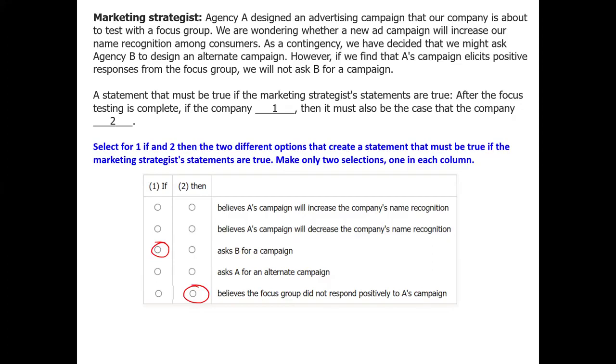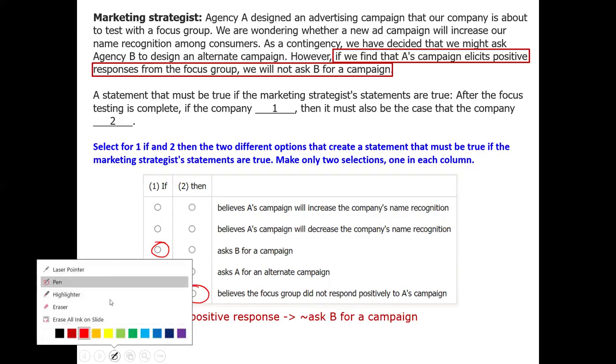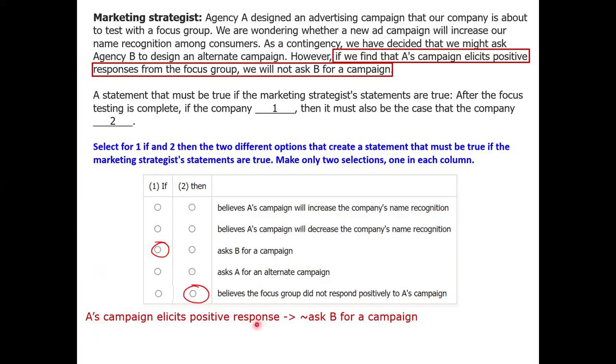Okay, all right. Now, tell me what's the if condition that the argument or the question statement tells you? What's the if condition? Very nice. This one, correct? If we find that A's campaign elicits positive responses from the focus group, we will not ask B for the campaign. So this is how you obviously depict in terms of logical relationship, right? That if A's campaign elicits positive response, then we will not ask B for a campaign, correct?